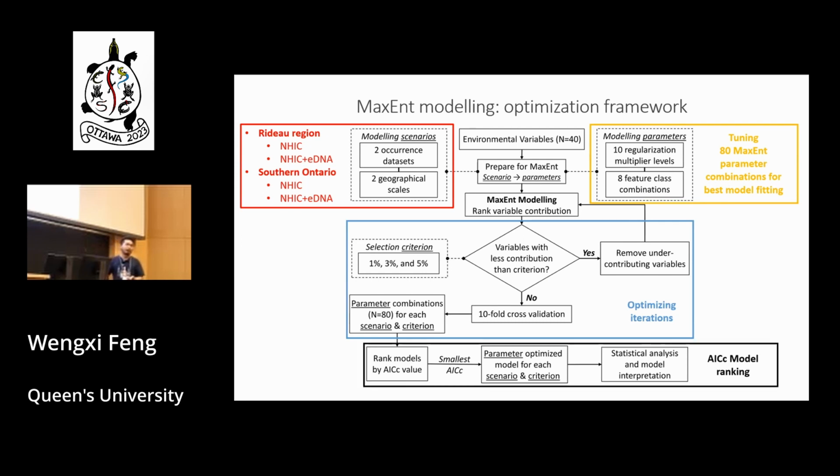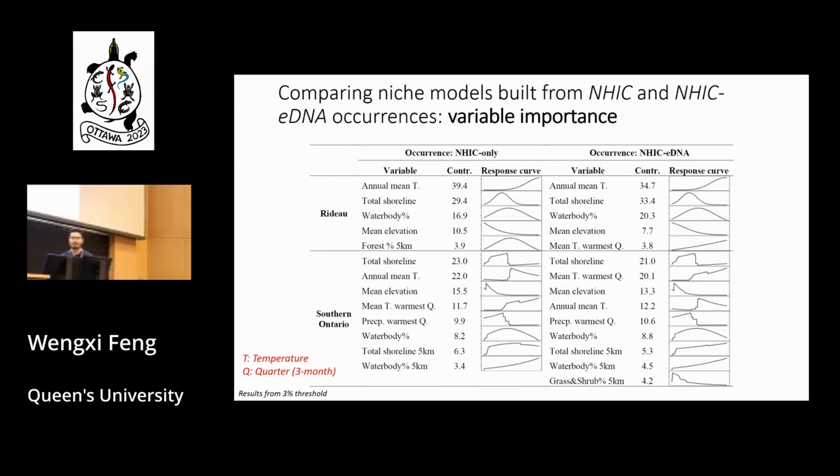Then finally, we rank the models using the Akaike information criterion corrected for small sample size to find the best model of the best. So that's a lot of computation, but at the end we got this huge spreadsheet, one of many huge tables. I'll quickly run down this table.